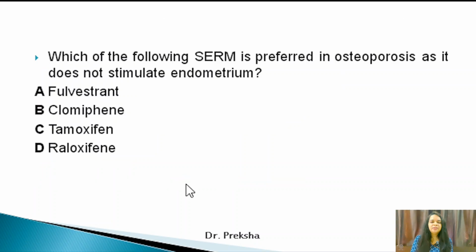Now coming to the MCQ: which of the following SERMs is preferred in osteoporosis as it does not stimulate the endometrium? And the answer here is raloxifene. Here fulvestrant is a selective estrogen receptor downregulator. Clomifene is used in ovulation induction in infertility treatment. Tamoxifen can stimulate the endometrium and it can result in endometrial hyperplasia, so that is also not correct. So the answer here is raloxifene.